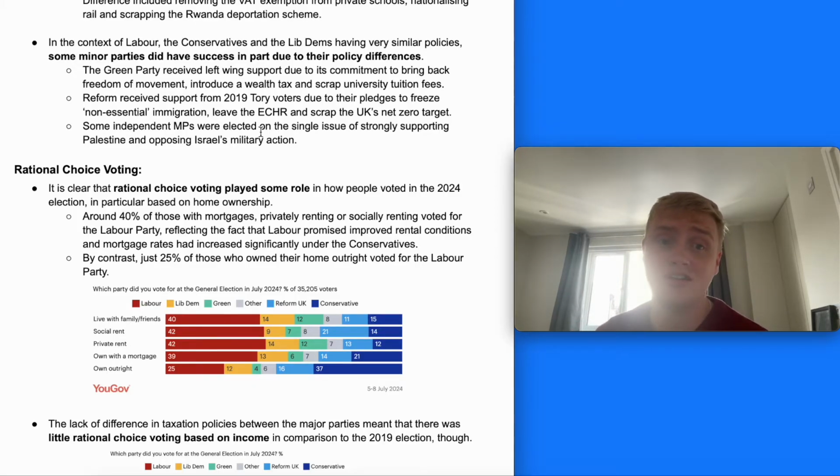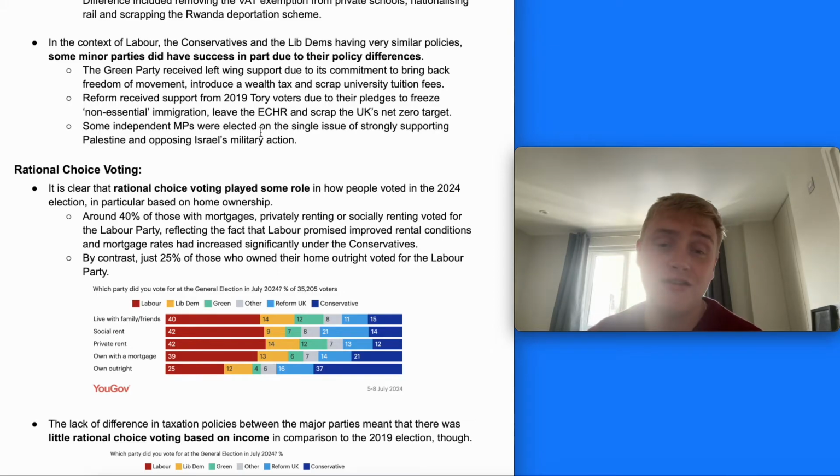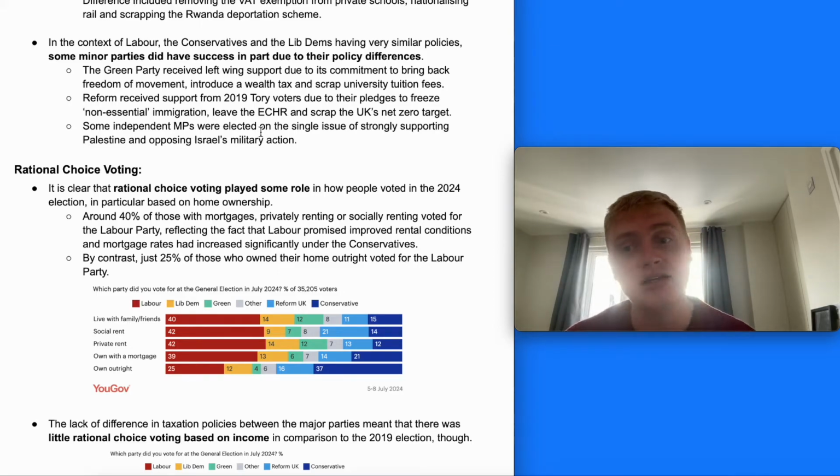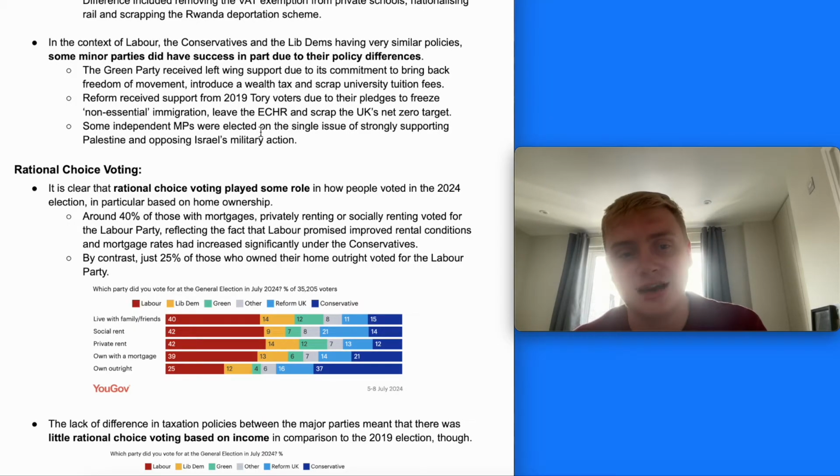Reform received support from 2019 Tory voters due to their pledges to freeze non-essential immigration, leave the ECHR, and scrap the UK's net zero target. Effectively, what has without doubt happened in the last few elections is that the Tories promised to reduce net migration, made that an important part of their identity, and failed to do so. And Reform really capitalised on that. And further, some independent MPs, five actually, were elected on the single issue of strongly supporting Palestine and opposing Israel's military action.